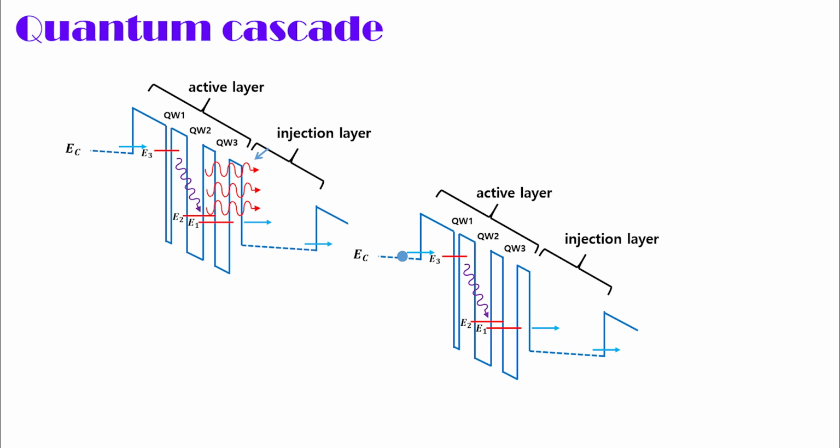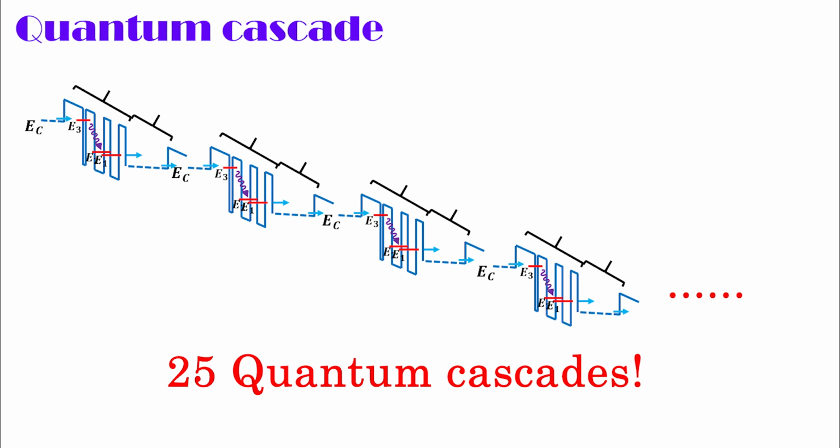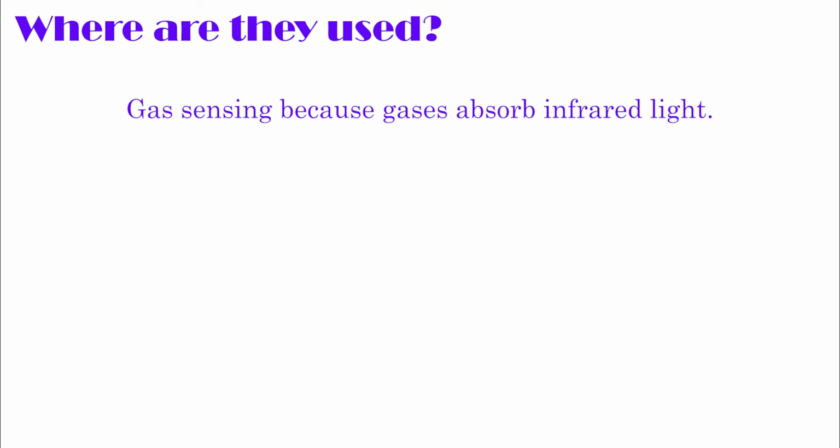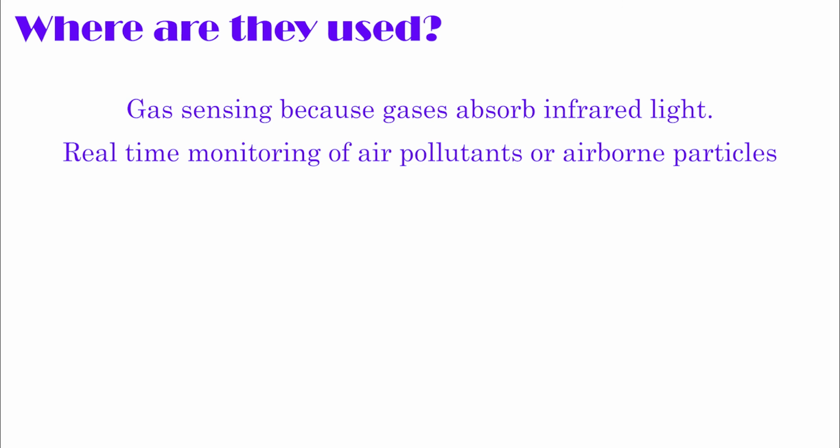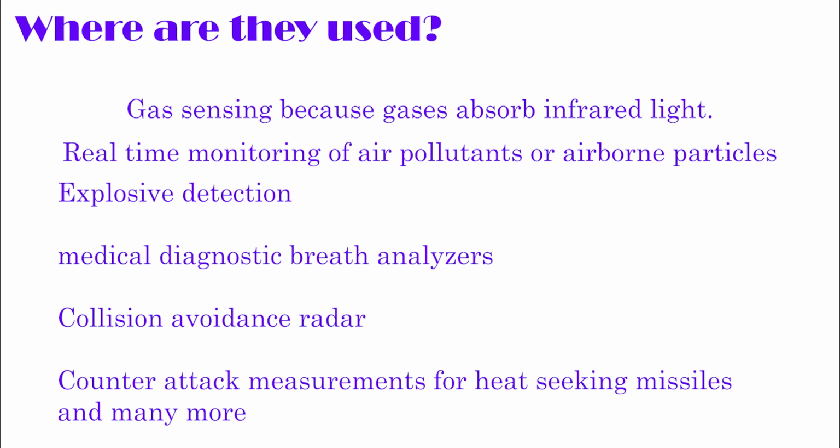Then what do you think about the emitted number of photons? It would continuously amplify if you keep connecting this thing, right? Actually, Capasso reported that he connected 25 quantum cascades. Then it can amplify the photons more and more, about 25 times. It is really challenging. So where are they used? It is used in gas sensing because gases absorb infrared light, or real-time monitoring of air pollutants or airborne particles, and etc.